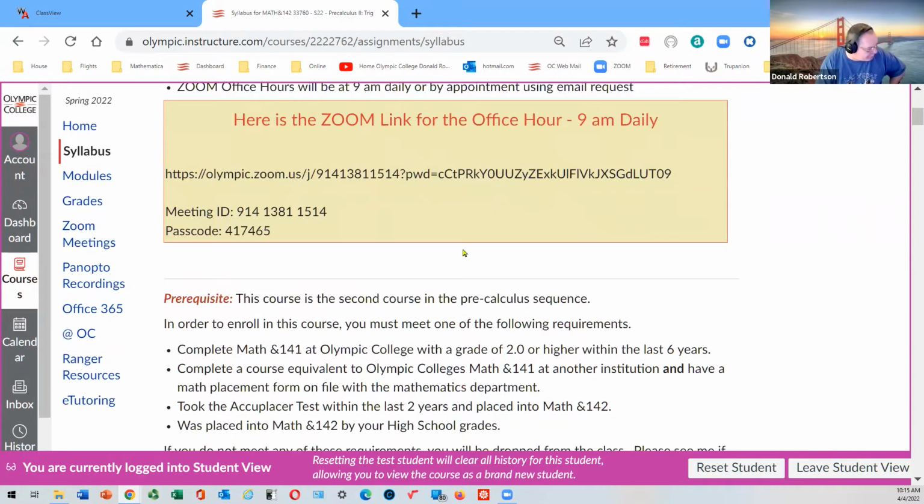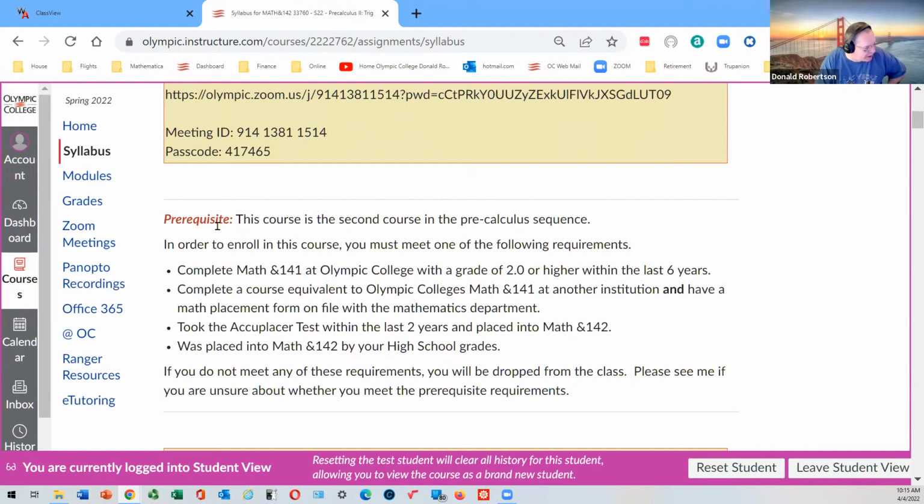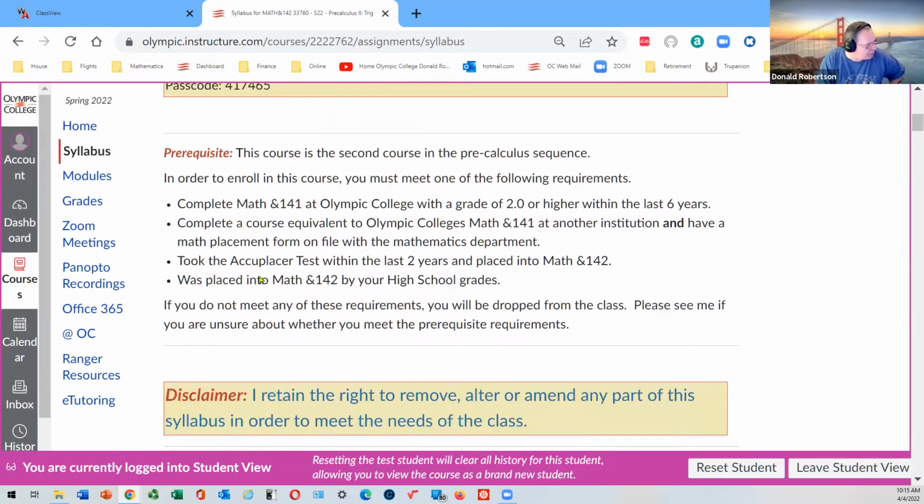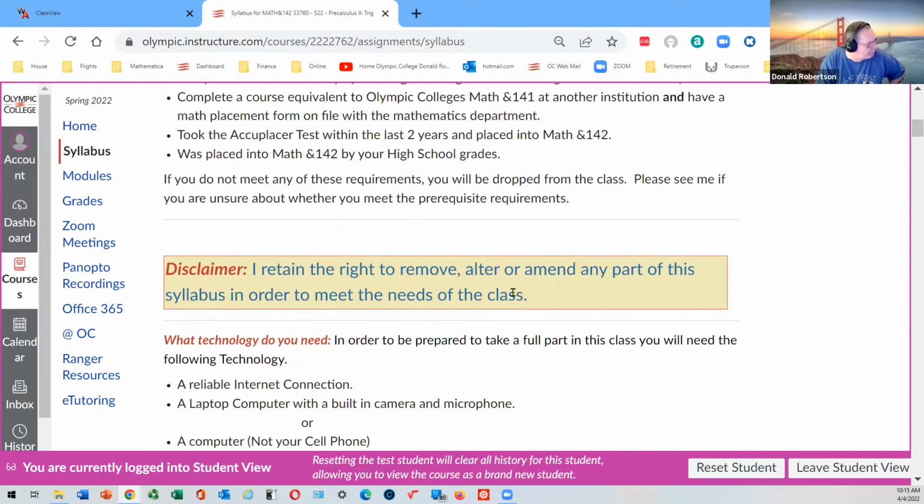A lot of this is duplicate information. Prerequisites. You can't take this class unless you've got the correct prerequisites, which I'm assuming virtually all of you have. And that is like you did 141 here and got, you know, got 2.1 or something, right? Or a 3.9, or you tested into it in some way.